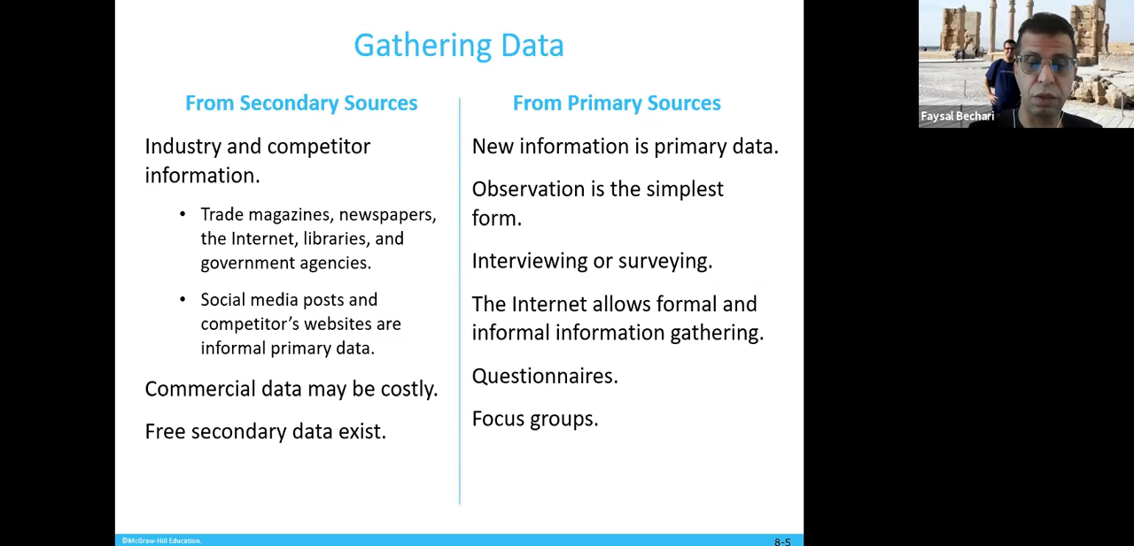I hope you're taking some marketing research, or you will. The internet allows formal and informal information gathering, so you can collect information there also. You can also have a questionnaire sent to certain people, asking them to answer it. It could be done through the internet, or mailed to them. And you can do it through a focus group, where you collect people and start brainstorming or asking them questions, and they give you some answers.